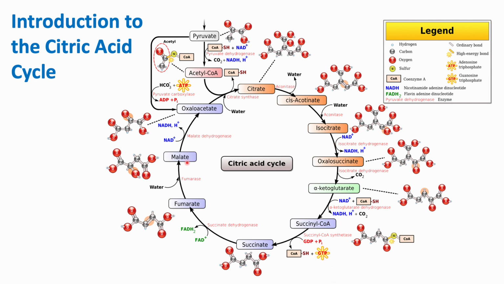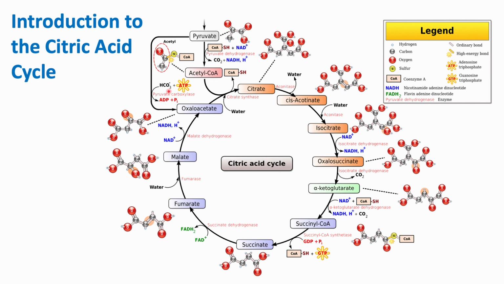Now the 3 NADHs and the 1 FADH2 are going to go on to the electron transport chain to produce ATP, and that GTP can be utilized for energy as well. And that is essentially a brief intro into the citric acid cycle. It's a cycle which produces reduced electron carriers, which will be used by the mitochondria to produce energy through the electron transport chain and chemiosmosis.